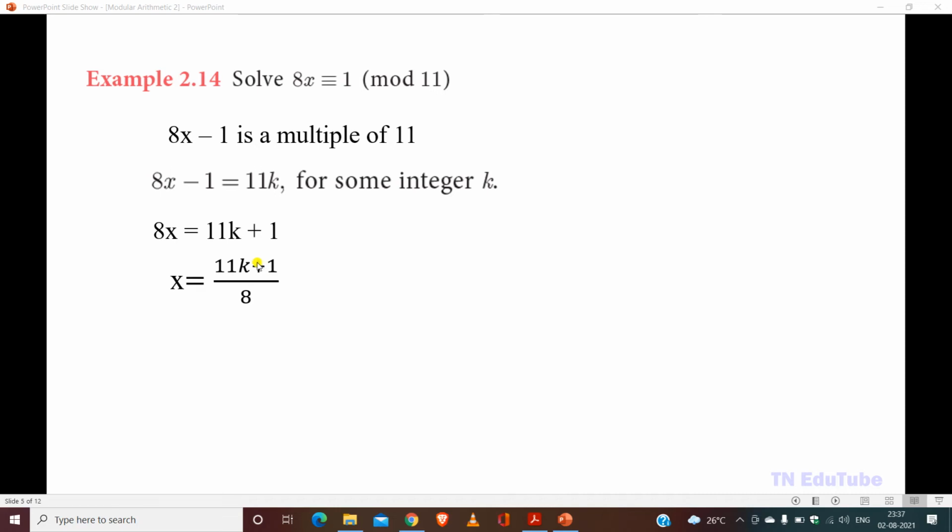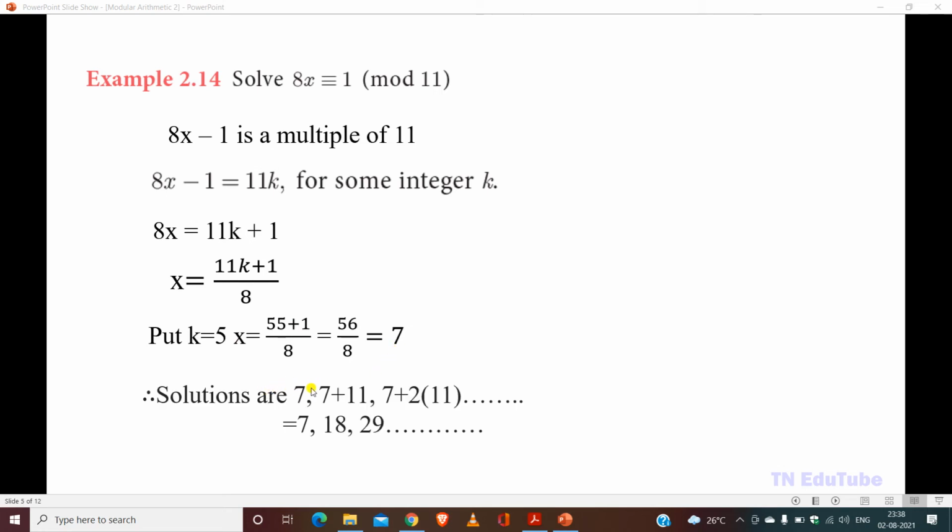Then 7 8s are 56. So we have to substitute 5, isn't it? k is equal to 5. When you are putting k equal to 5, x equals 55 plus 1, 56 by 8, you get 7. So the least value we can find out, but this equation has so many values, so you have to add like this.